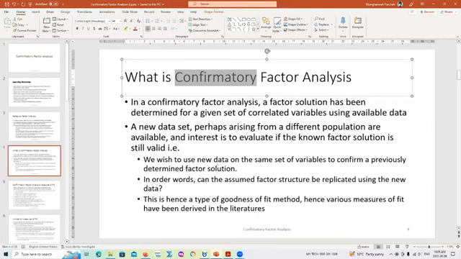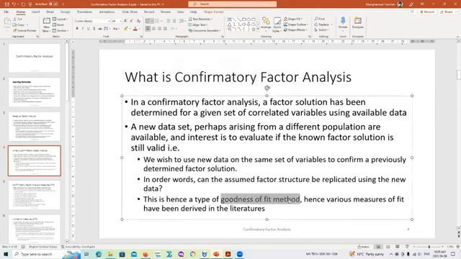So we wish to use new data on the same set of variables to confirm a previously determined factor solution. In other words, can the assumed factor structure be replicated using the new data? Okay. So I said this is hence a type of goodness of fit solution. So if you look at that, the measures of evaluation are basically all goodness of fit measures. They are just different forms of goodness of fit.